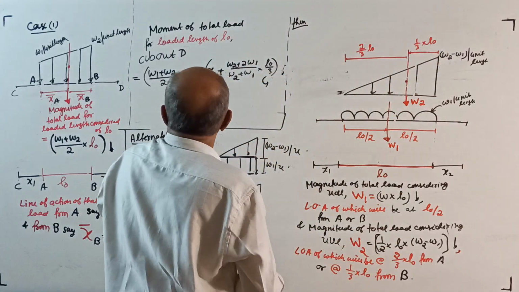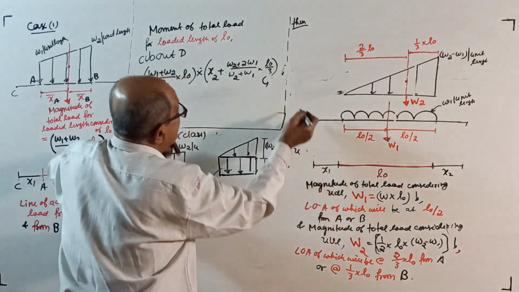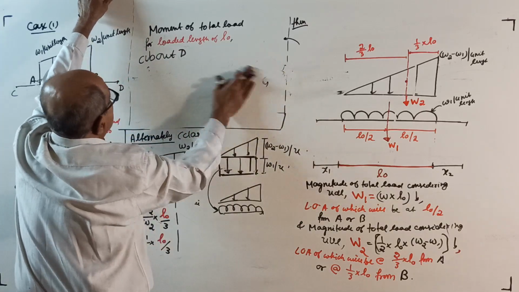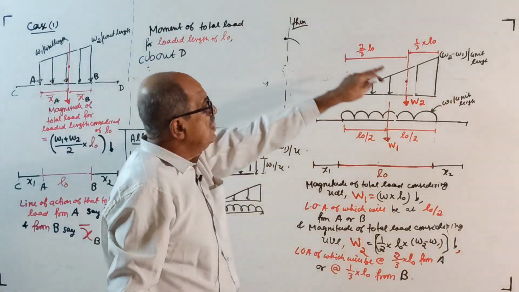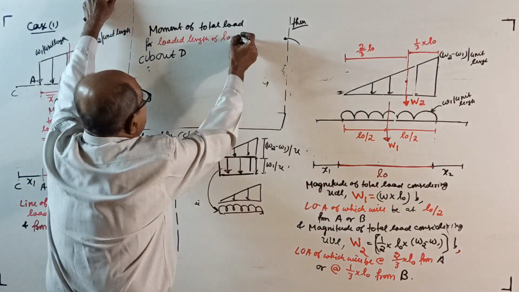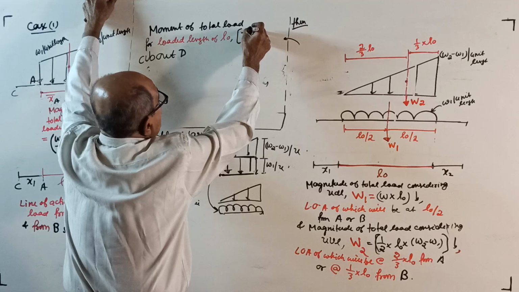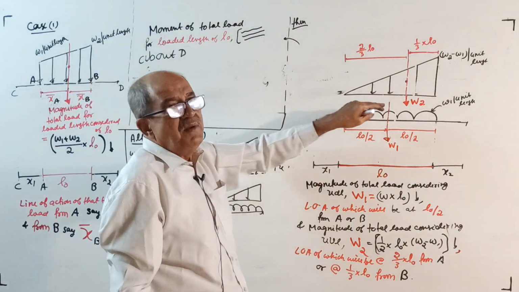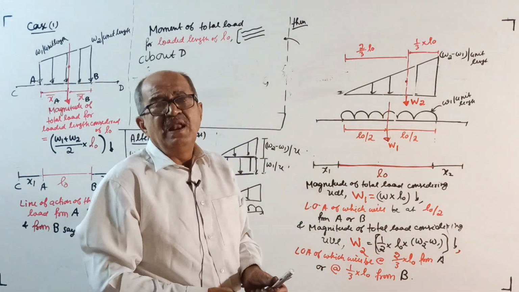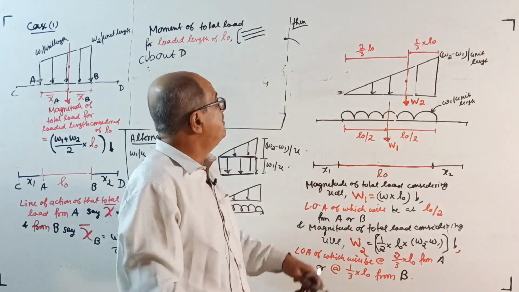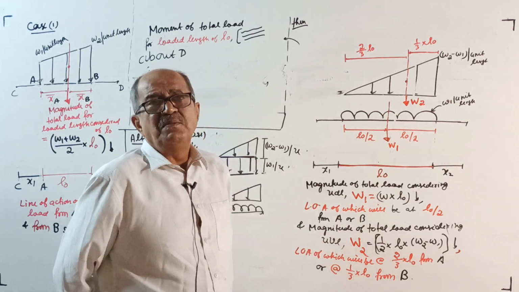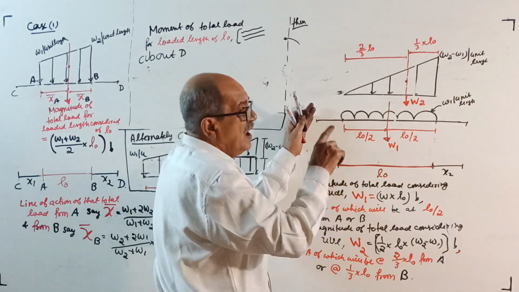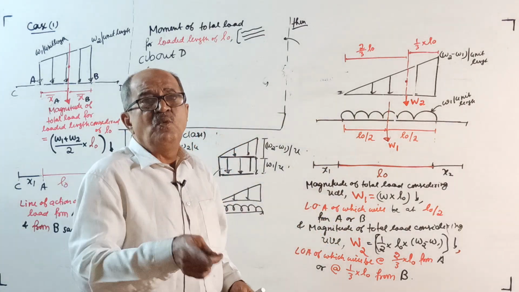Now, this is common. Moment of the total load for the entire loaded length of L0: we are going to divide into two parts. When you take moment of UDL and UVL, we will take them separately and both will be in the same direction. When you take this side, clockwise, there is no plus or minus sign. You add those two, then decide clockwise or anti-clockwise.